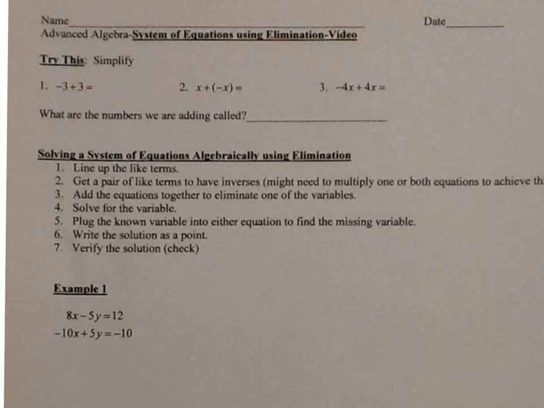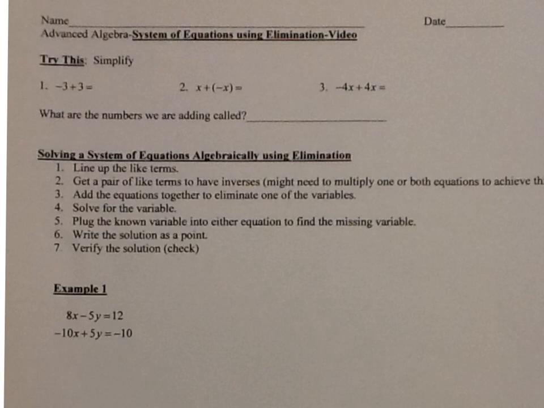Today what we're going to be working on is solving a system of equations by using the elimination method. So I'd like you to put me on pause, do the try this, which is just adding some monomials here, and then come back and check your answers. So add the monomials and tell me what you think that's called, and then come back and check your answers. Okay, so for number one, we have -3 plus 3.